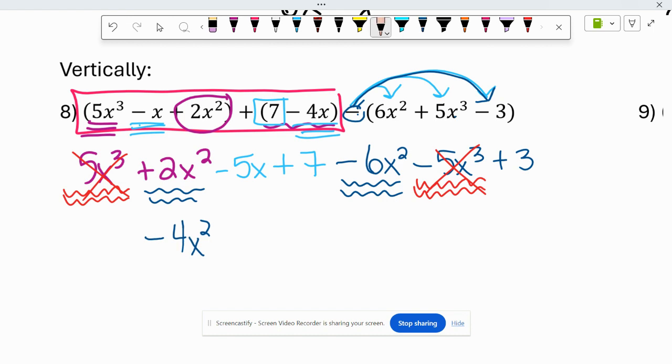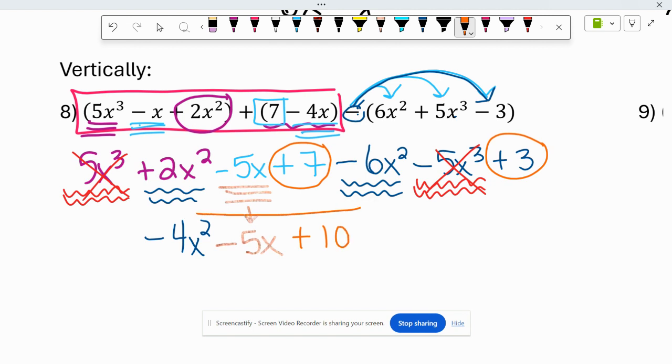Now I'm going to look, do I have an x term? Do I have an x term in this second polynomial? No, so this negative 5x just comes down. It comes straight down. Minus 5x. The last two terms that I have in common are the constants, a positive 7 and a positive 3. 7 plus 3 is 10, plus 10. And that's what this looks like. Negative 4x squared minus 5x plus 10.